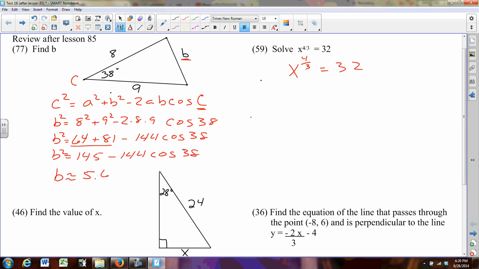For this next problem, x to the 4/3 equals 32. What don't I like? I don't like the fraction as an exponent, so I can multiply by the reciprocal, 3/4. Whatever I do to one side, do to the other side.